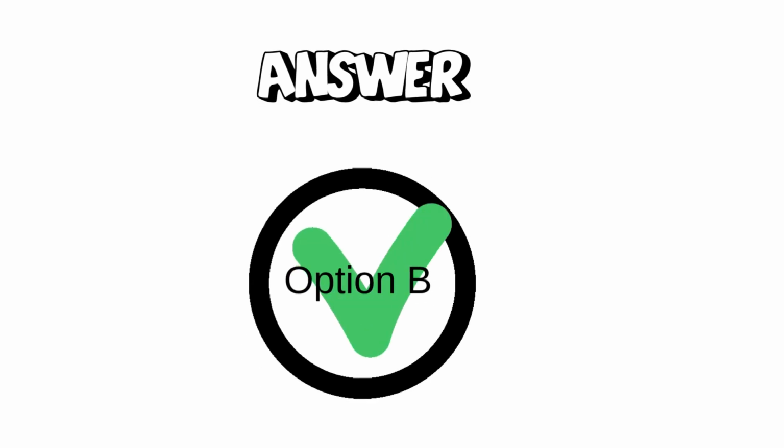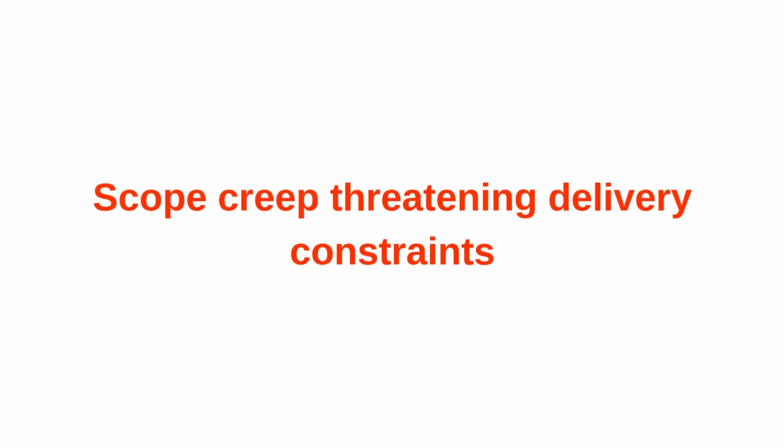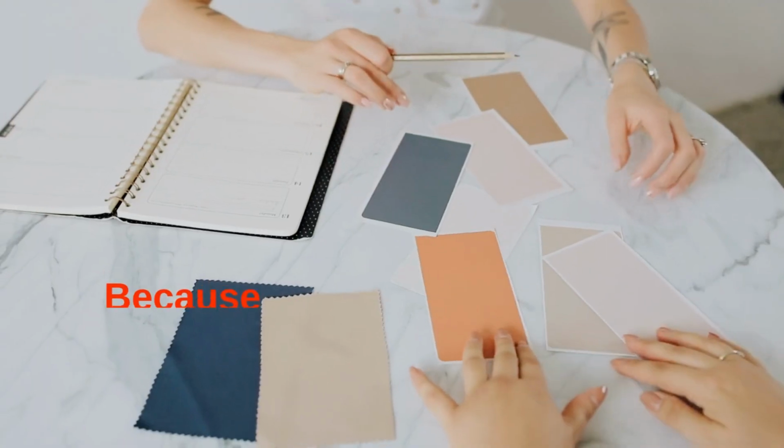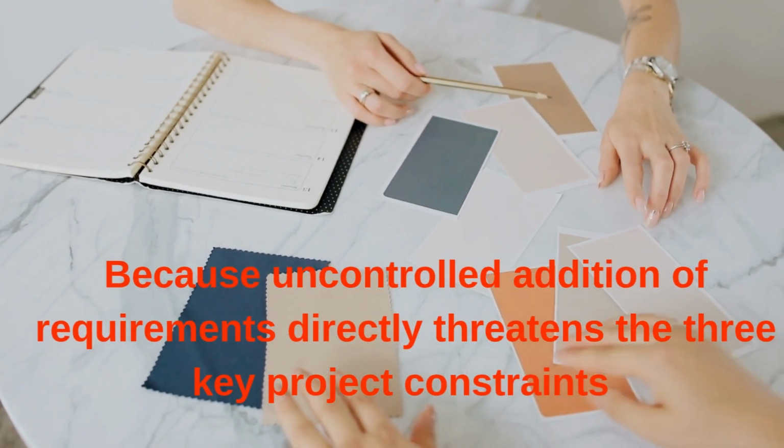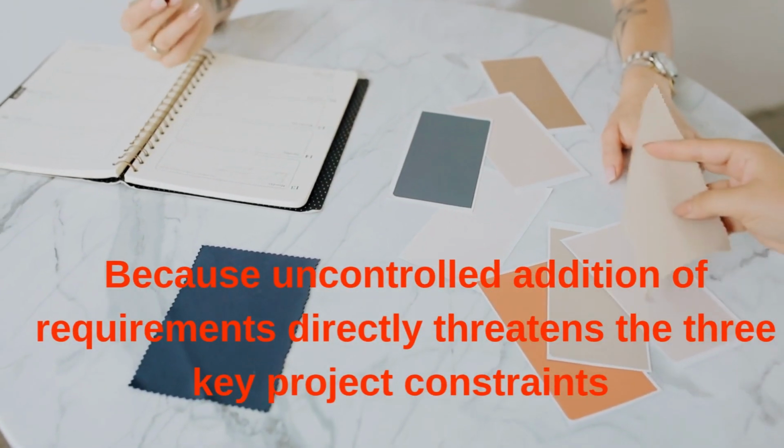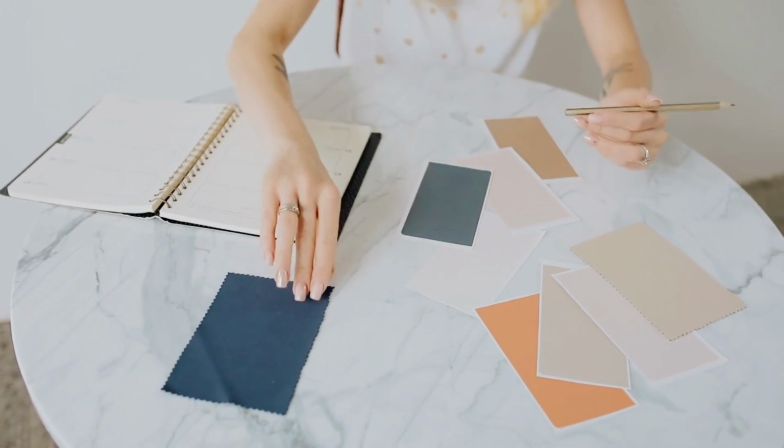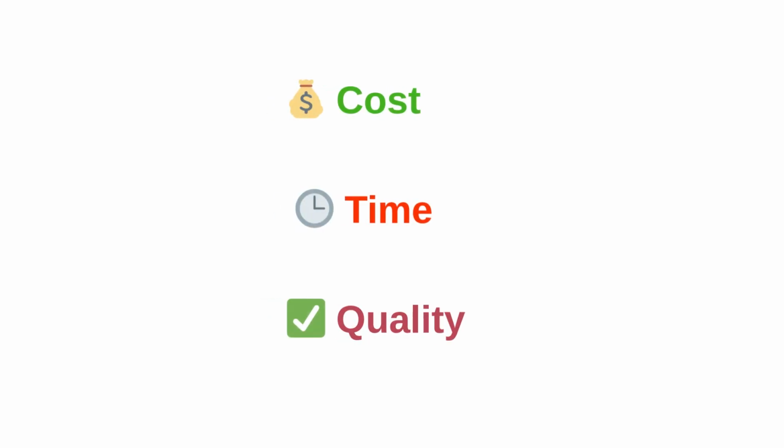So the correct answer is option B, scope creep threatening delivery constraints, because uncontrolled addition of requirements directly threatens the three key project constraints, that is time, cost and quality.